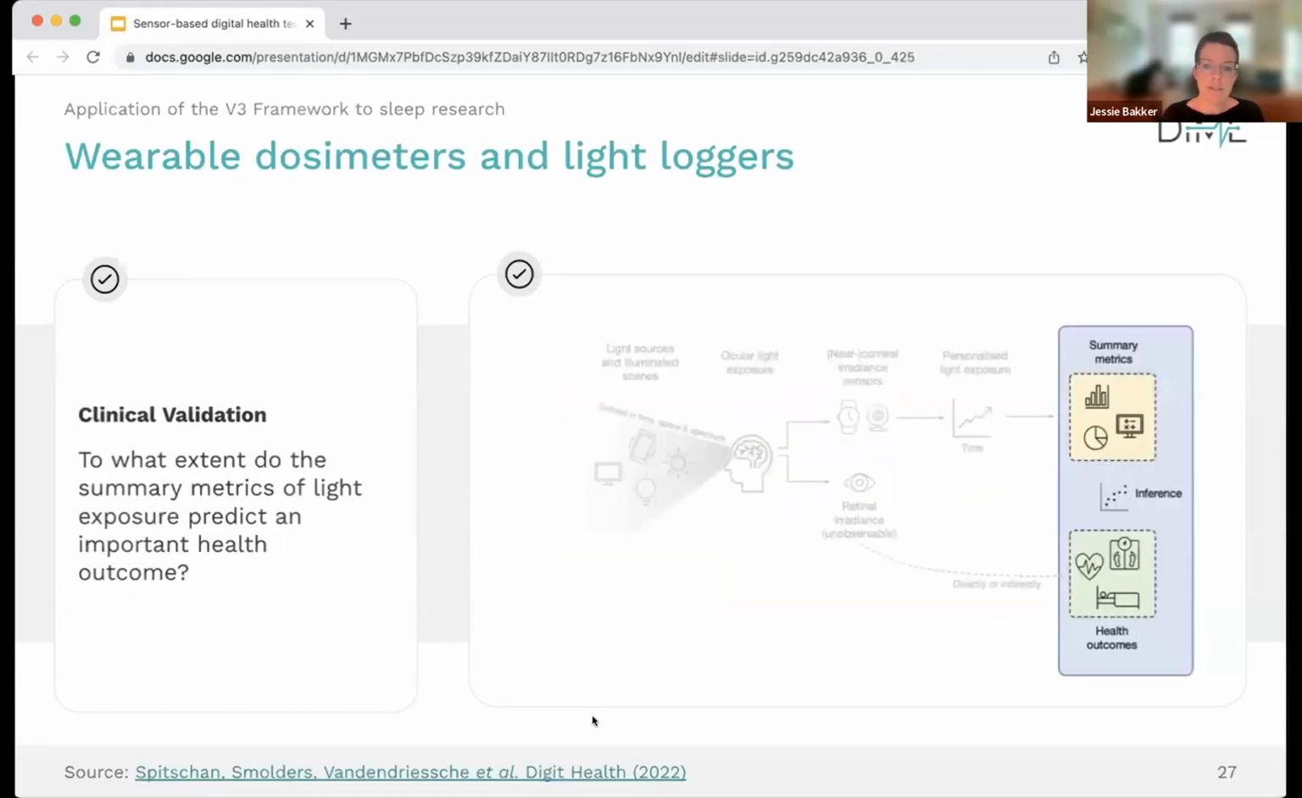And then finally, clinical validation on the right-hand side of the screen. This is a much bigger picture question, and it evaluates the extent to which the summary metrics of light exposure over time for a given patient or participant predict some kind of important health outcome of interest.